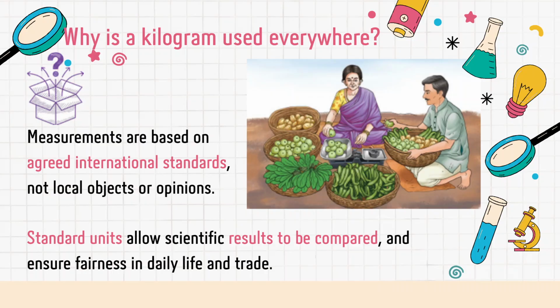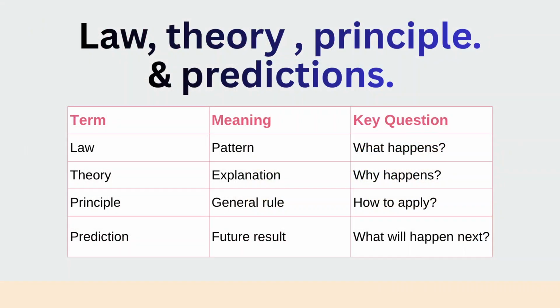That's why science depends on standard systems like the International System of Units to avoid confusion and errors. That's why aviation uses kilogram for fuel calculation, and aircraft fuel is measured in kilogram because weight matters more than volume. Our vegetable vendor also uses kilogram as standard units. Science helps us understand the world in different ways.